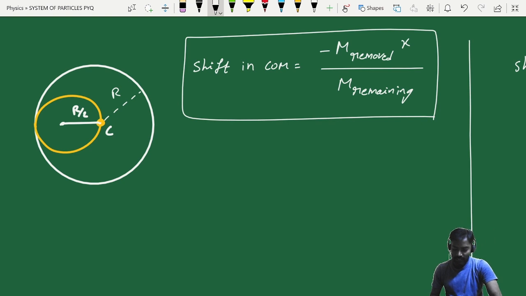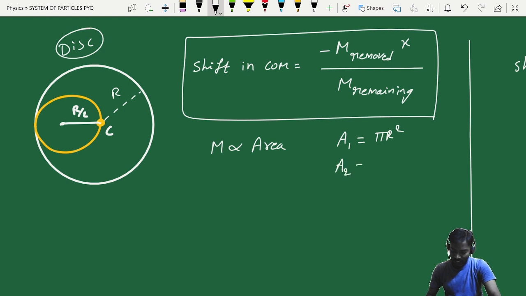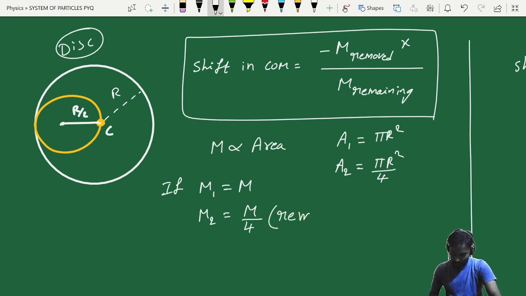And the next point here is, they used the terminology of disk. Disk is a two-dimensional body. So for the case of a two-dimensional body, the mass of the body is directly proportional to area. Original area is pi r square. Area of the removed part is pi r square by 4. So according to that logic, if m1 is m, what is the mass of the removed part? M by 4. So m by 4 is the removed part mass.